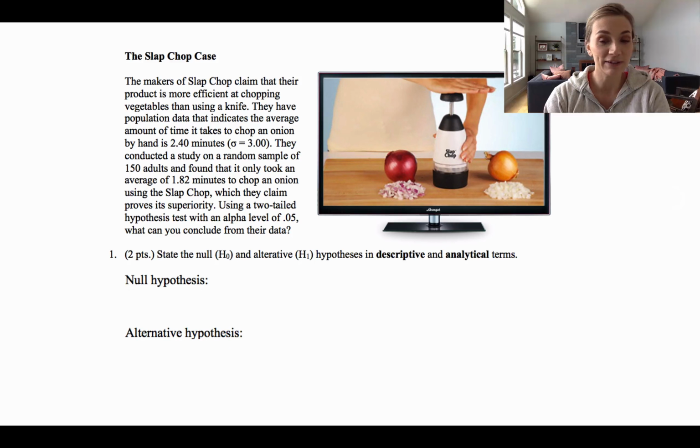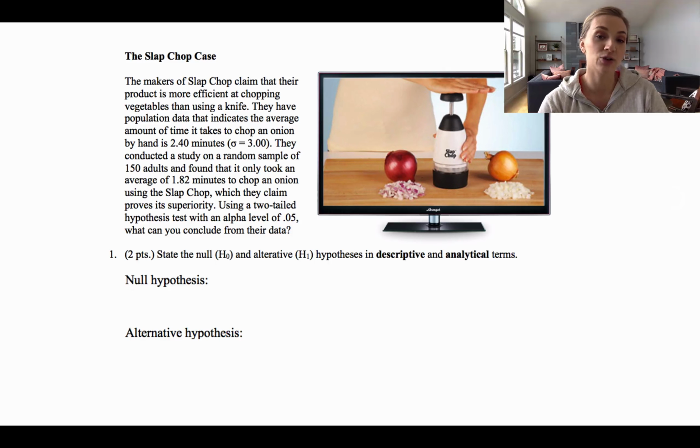So here we have a difference between means, right? 1.82 for the Slap Chop and 2.40 for the knife, doing it by hand. The question is, is this difference between means the result of chance, dumb luck, or does it reflect some real-world effect? Does it truly reflect the Slap Chop being more effective than the knife? To answer this question, we have to use a two-tailed hypothesis test with an alpha level of 0.05 and draw some conclusions about their data.